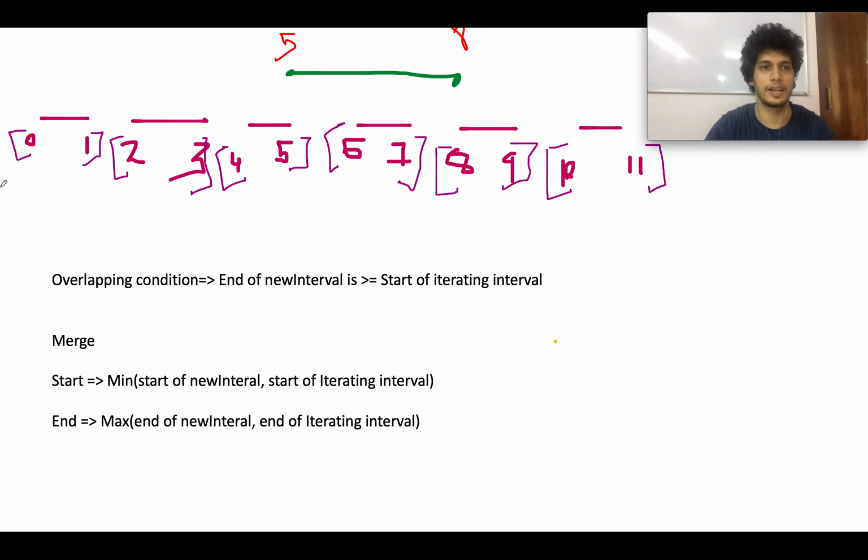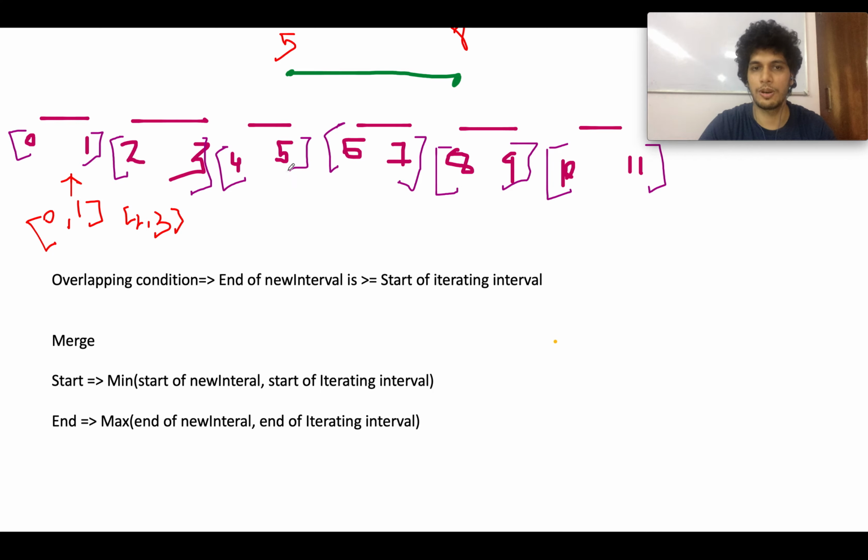Let's iterate through the array. So end of your first element is this. The end of your iterating interval doesn't overlap with the start of your merge interval. Since 1 is less than 5, you simply add 0 1 to your result. So we added this. Move ahead, 2 comma 3. 3 is less than 5 again. You simply add it to your result. So you added 2 comma 3.